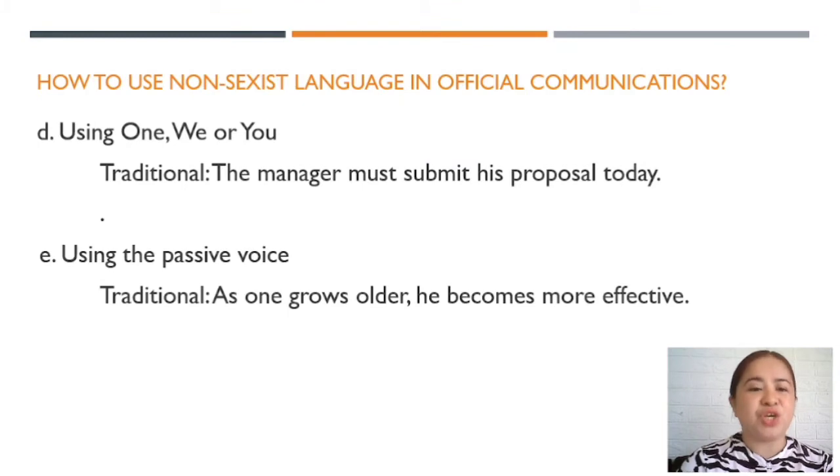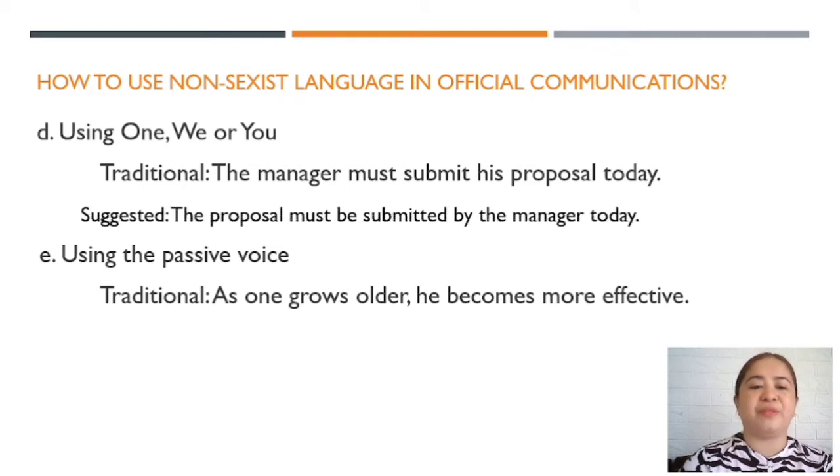Letter D, using one, we, or you. Traditional: the manager must submit his proposal today. Then, the suggested would be: the proposal must be submitted by the manager today.